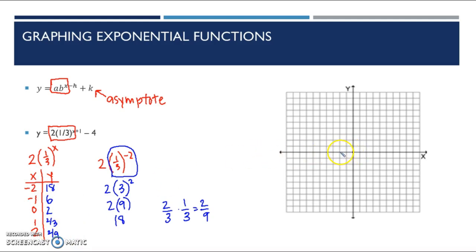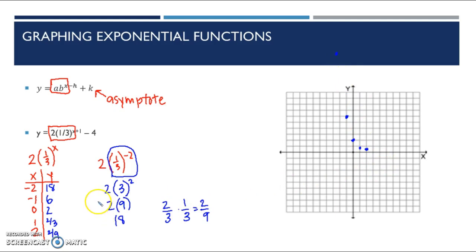So I have -2, 18, which is going to be way up here somewhere. -1, 6. 0, 2. 1, 2/3 is right about there. And then 2, 2/9 is going to be smaller, so we'll estimate it to be right there. So there's my parent function.